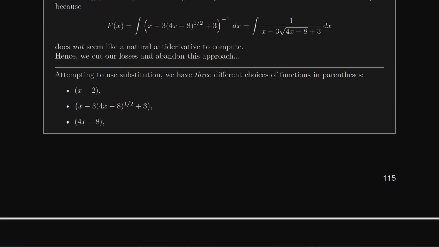Now, why would I choose the x minus 2? Here's our three possible choices of functions. Why don't I choose this (4x minus 8) to the 1/2? It's actually because it really is x minus 2 in disguise.